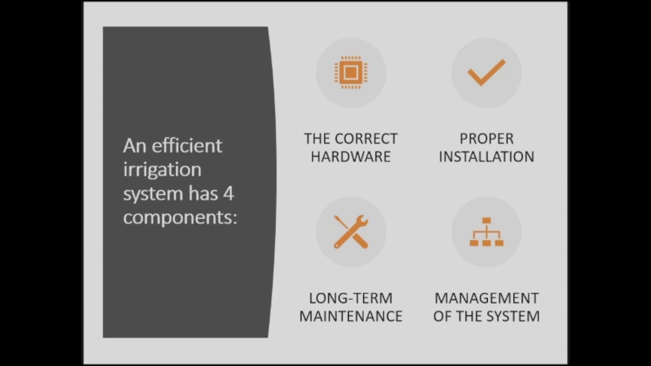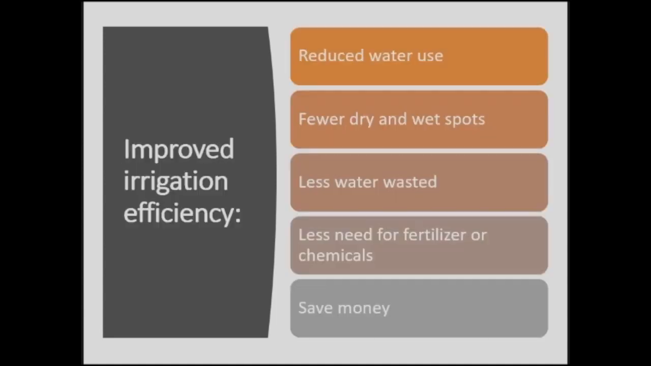So if we don't have these 4 things working together, then we're already setting ourselves up for failure. Why do we care about improving our irrigation efficiency? We just talked about water scarcity being a big problem in some of our areas, right? Depending on where you live. We want to reduce the water use. We want to water efficiently and only when we have to. We're going to have less spot watering, less spot treatments, less water wasted.